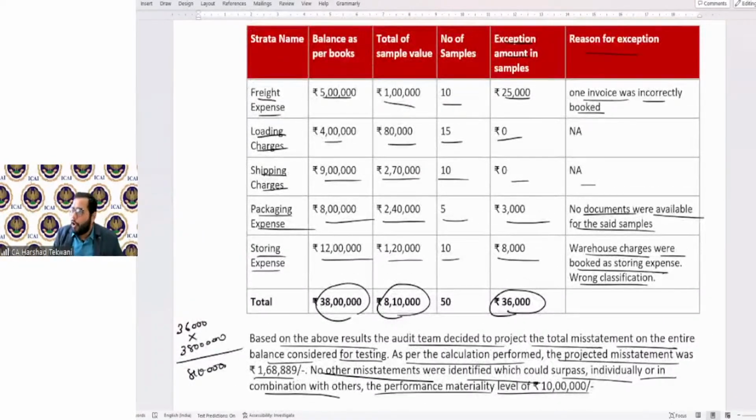Now you tell me what should be the appropriate projection of misstatement. Let's not go to the options first. Let's understand the concept. What can you take as a projected misstatement? What do you think is a projected misstatement in the current case?